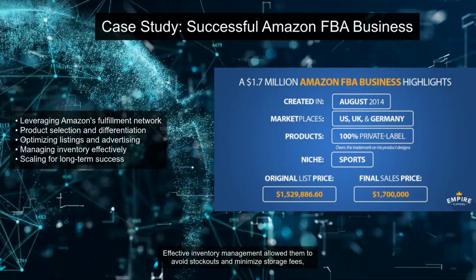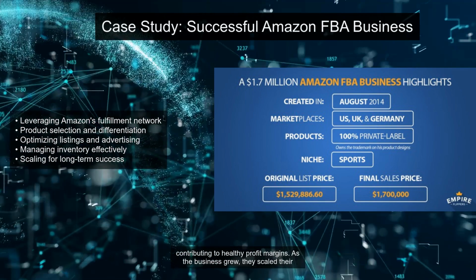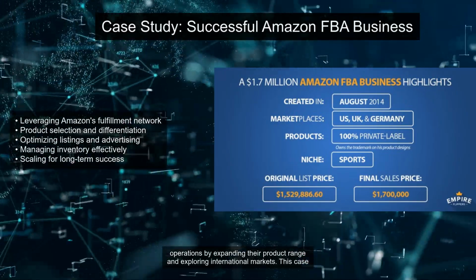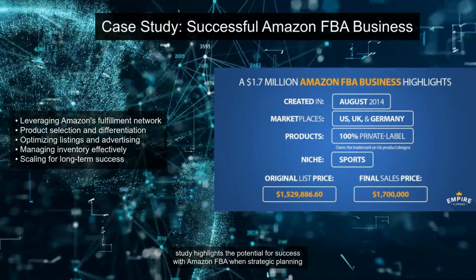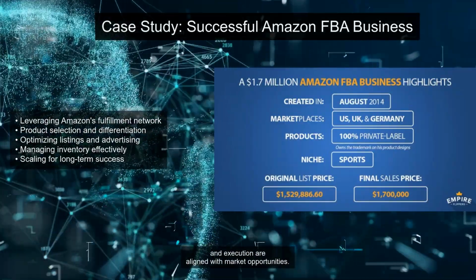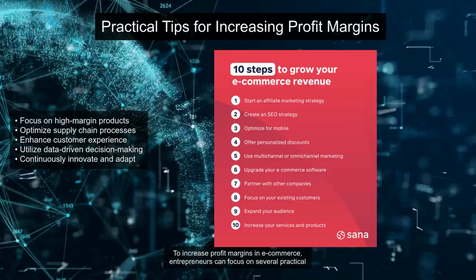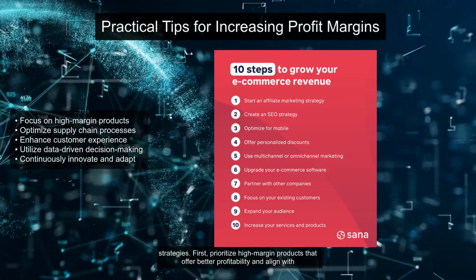Effective inventory management allowed them to avoid stockouts and minimize storage fees, contributing to healthy profit margins. As the business grew, they scaled their operations by expanding their product range and exploring international markets. This case study highlights the potential for success with Amazon FBA when strategic planning and execution are aligned with market opportunities. To increase profit margins in e-commerce, entrepreneurs can focus on several practical strategies.